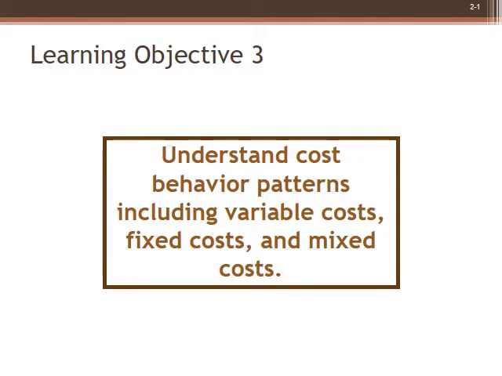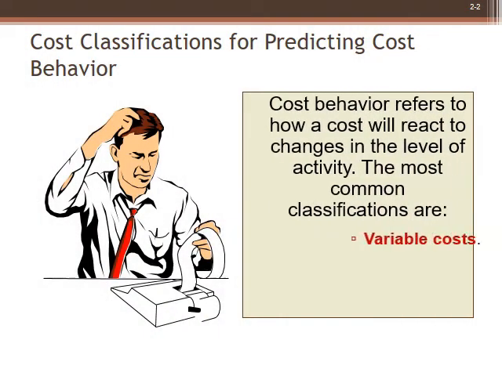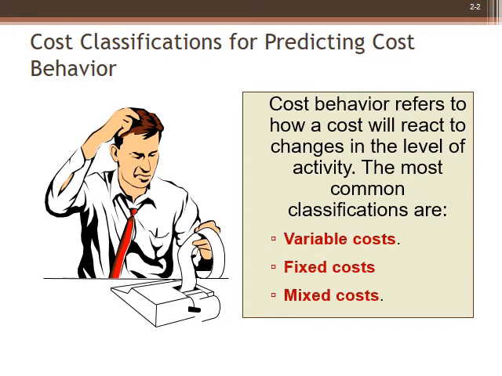Okay, now moving towards our third learning objective, that is understand cost behavior patterns including variable cost, fixed cost, and mixed cost. Let's move further. So, cost classification, that is based on predicting the behavior. So we refer to it as variable cost, fixed cost, and mixed costs.